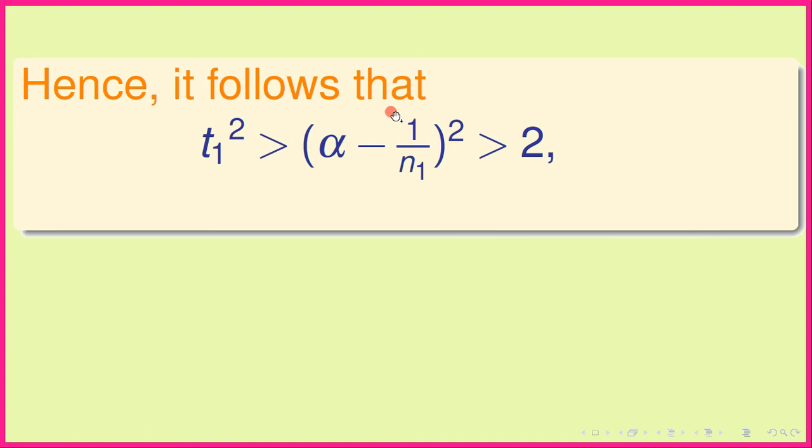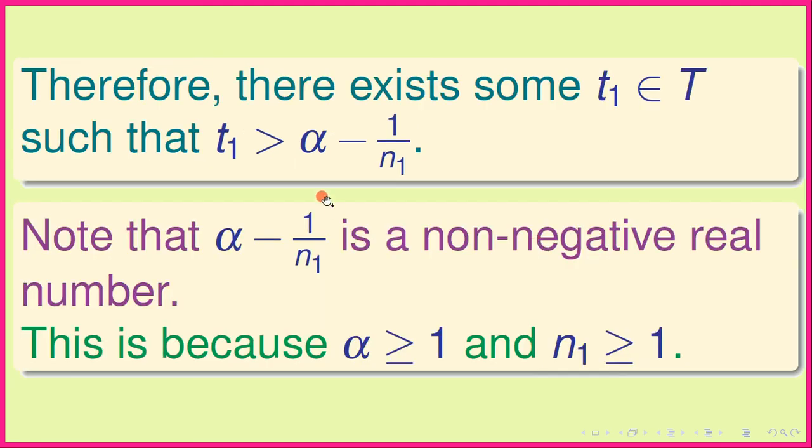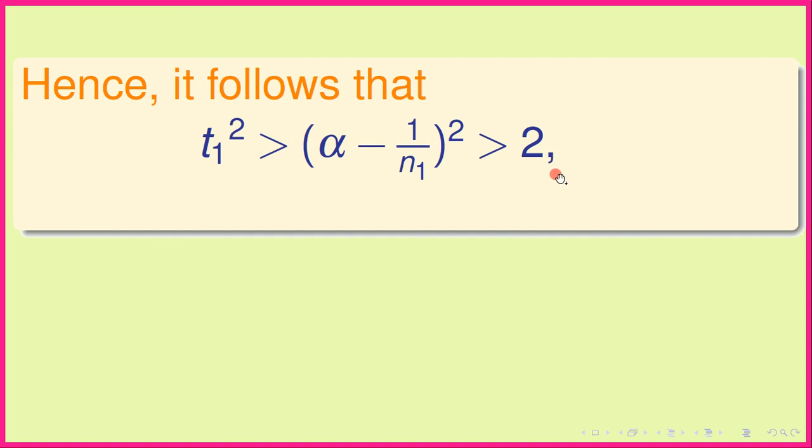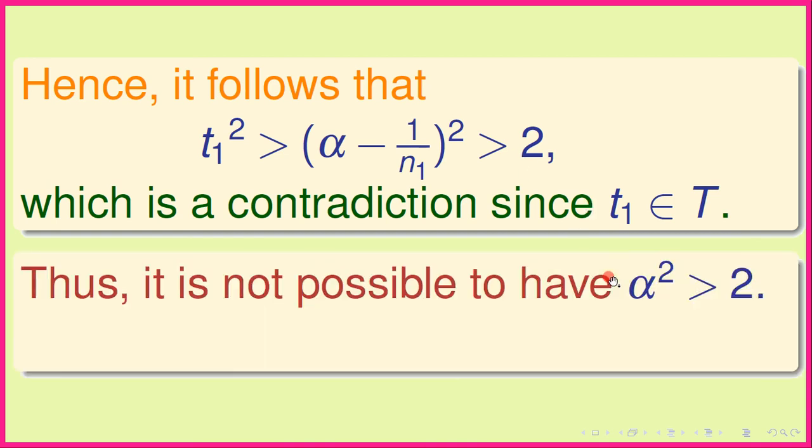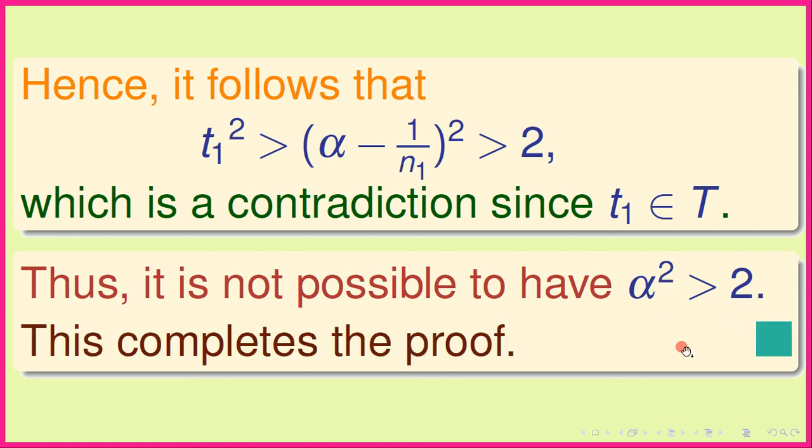Hence, it follows that t1 squared is greater than (alpha minus 1 upon n1) whole squared, which is greater than 2. So t1 is greater than this, so this square is greater than this square, and this square is greater than 2. So t1 squared is greater than 2, which is a contradiction because t1 is an element of T and every element of T has square less than 2. Thus it is impossible to have alpha squared greater than 2. Earlier we have shown that it is not possible to have alpha squared less than 2. Now we show that alpha squared is not greater than 2 and hence alpha squared must be equal to 2. So this completes the proof.